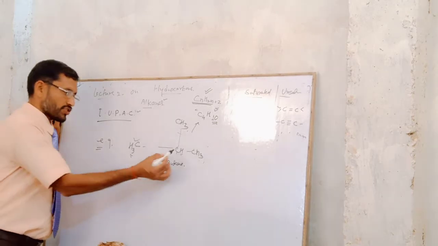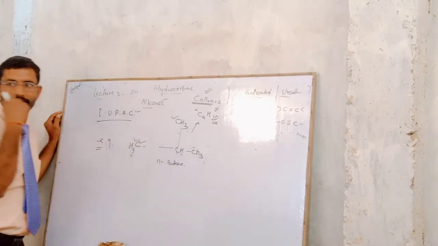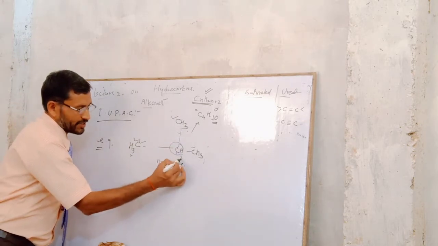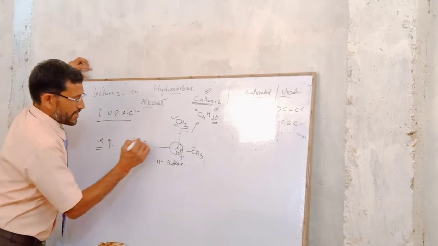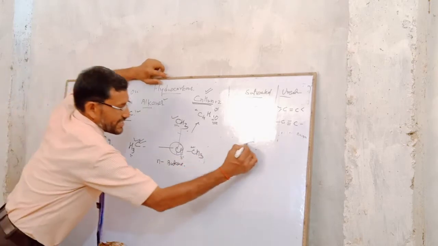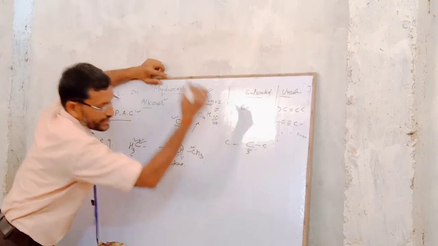How secondary? Because here is carbon, here is again carbon, and here is again carbon. Is this secondary or tertiary? A 3 degree carbon atom is there. Why so? Because here is again a carbon, here carbon, and this carbon is attached like this one. Carbon, carbon, carbon. So it makes 3 degree. Right?